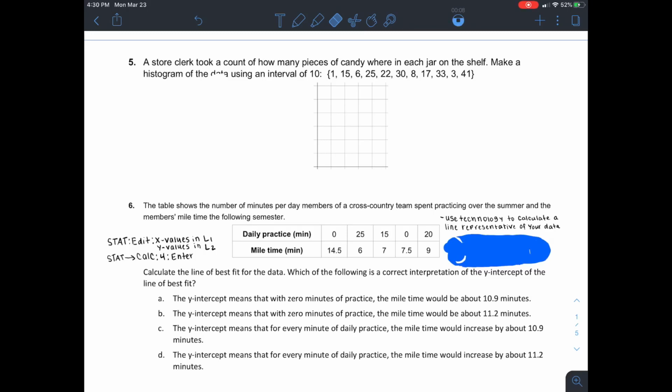Yesterday, Mr. Walters made a video going over the first 4 problems of our Unit 10 practice test. Today, we are going to go over questions 5 through 8. So let's start by looking at question 5.